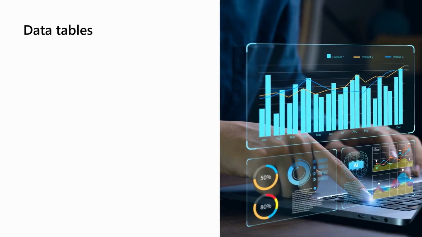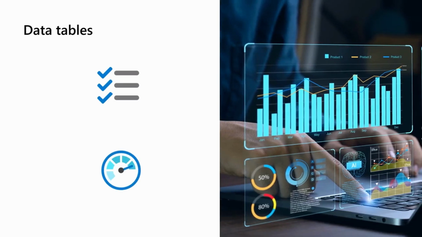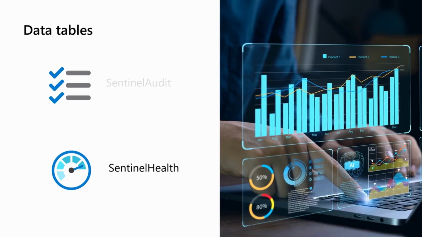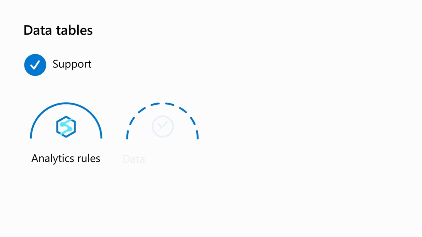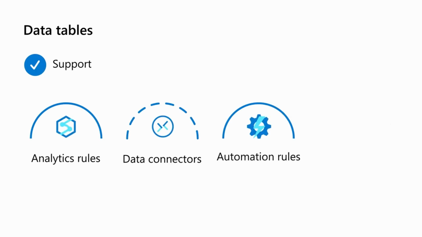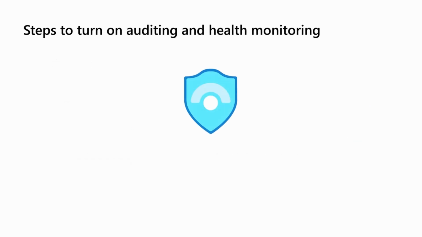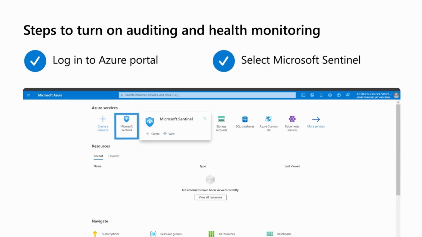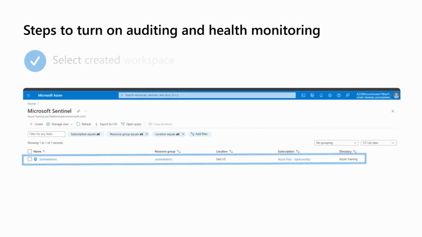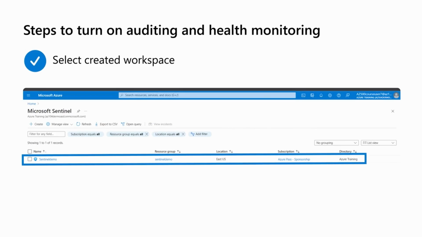Interestingly, as you turn on the auditing and health monitoring feature, data tables such as Sentinel Health and Sentinel Audit get generated. These tables support specific resources such as Analytics Rule, data connectors, automation rules, and playbooks with Azure Logic Apps workflow. Do you know how to turn on your workspace's auditing and health monitoring feature in Microsoft Sentinel? First, go to Azure Portal and select Microsoft Sentinel. Select the created workspace on the Microsoft Sentinel page or create a new one.